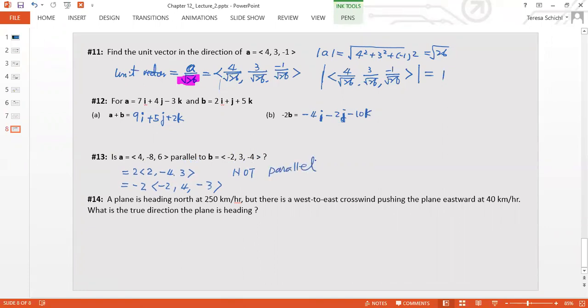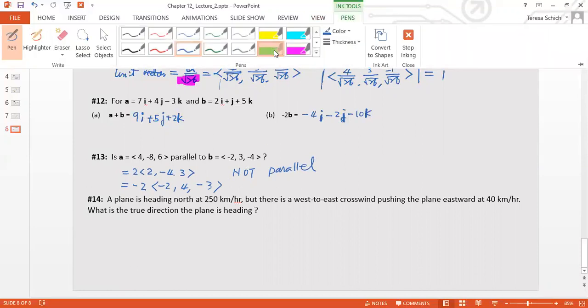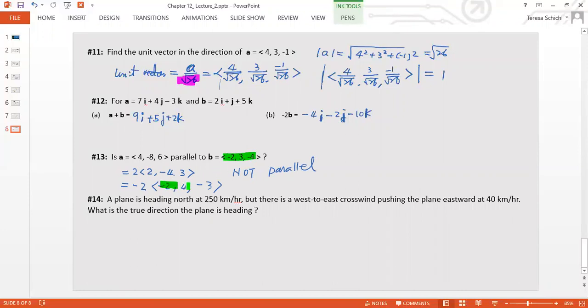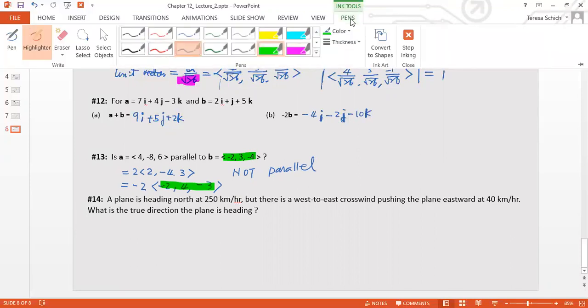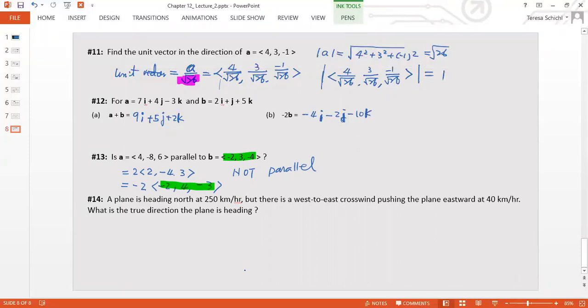All right. So the only way they would be parallel is if this vector and this vector are the same vector, all right? Okay, number 14 is here. So this is our last problem in this lecture series.